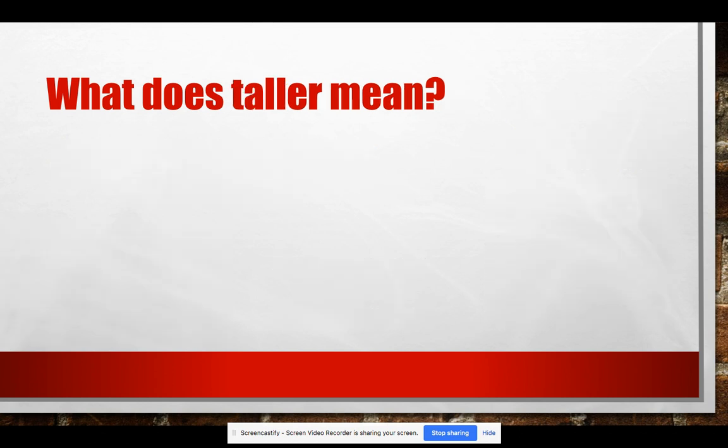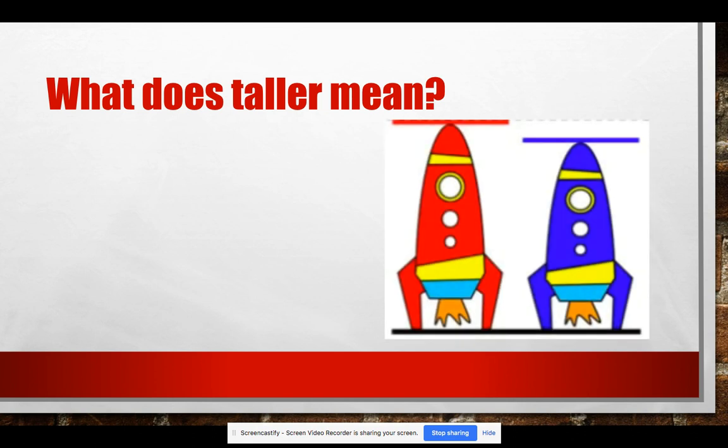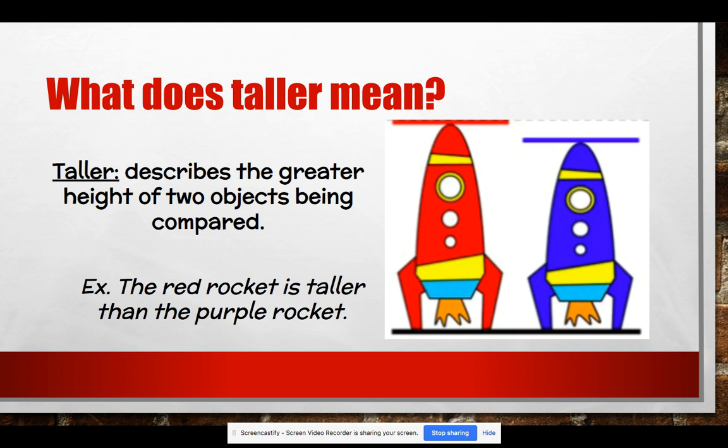So what does taller mean? Here's our photo. Taller describes the greater height of two objects when being compared. So our two objects are the rockets. We could say that the red rocket is taller than the purple rocket. It has more height.